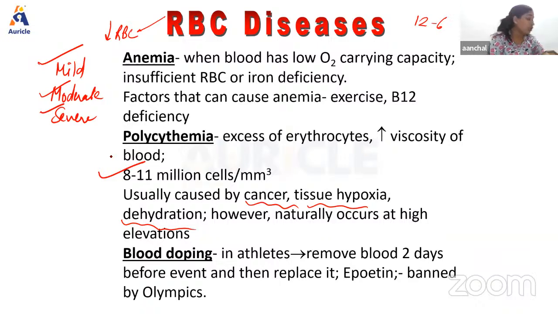Also there is a condition called blood doping, in which blood is removed two days before an event and then replaced to the person. It usually occurs in athletes.